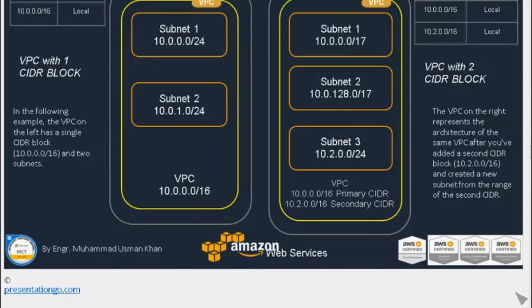And on the right-hand side, we have two CIDR blocks and 3 different subnets. These 3 subnets actually belong to these 2 CIDR blocks. So you can create as many as you want, depending on your requirement and your scenario.